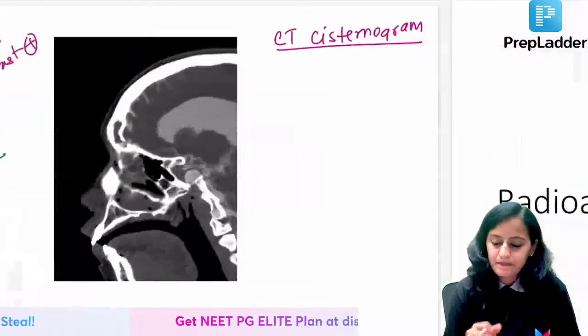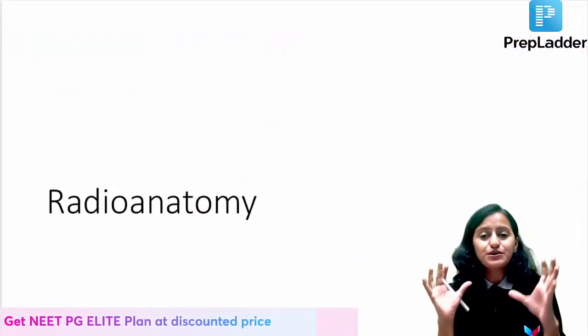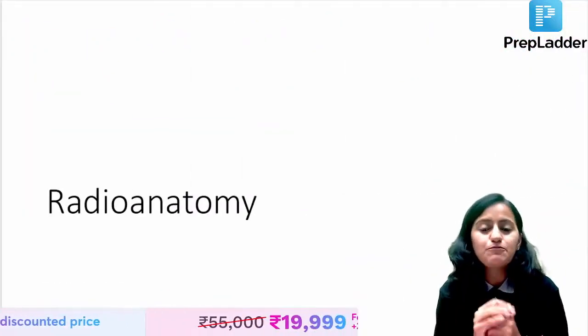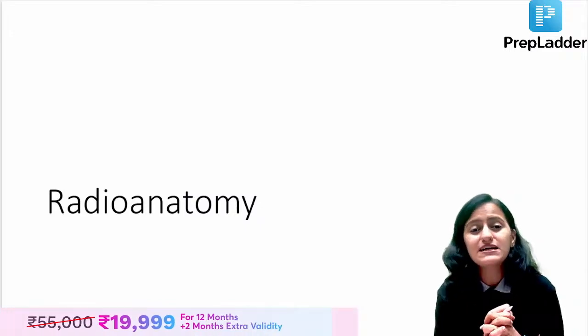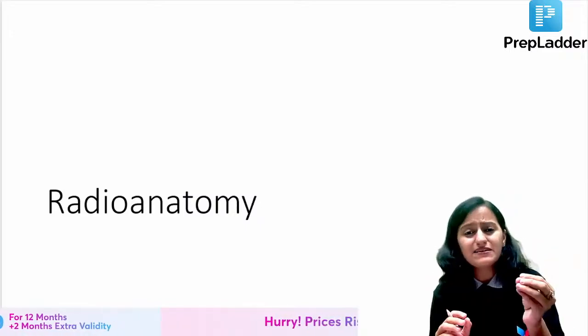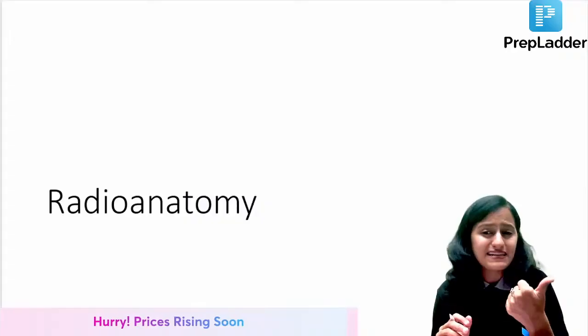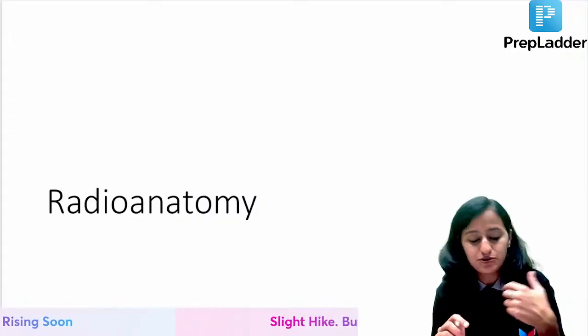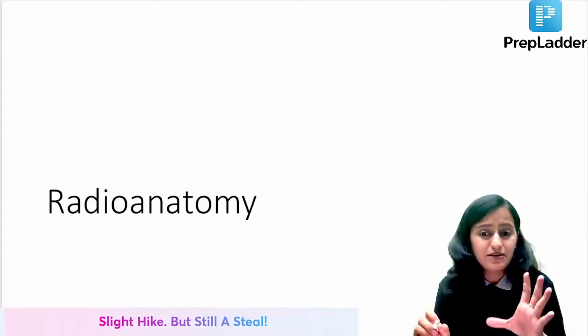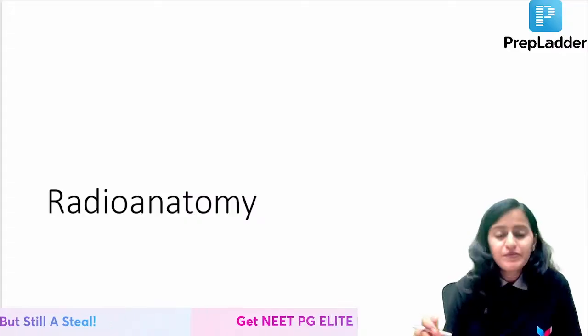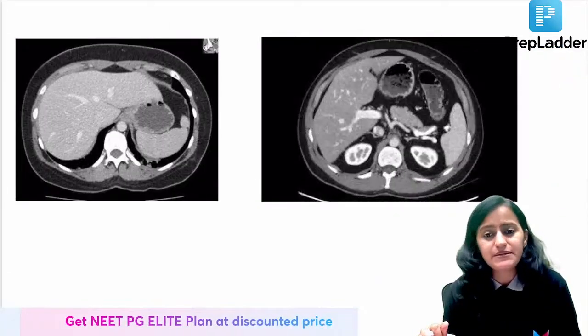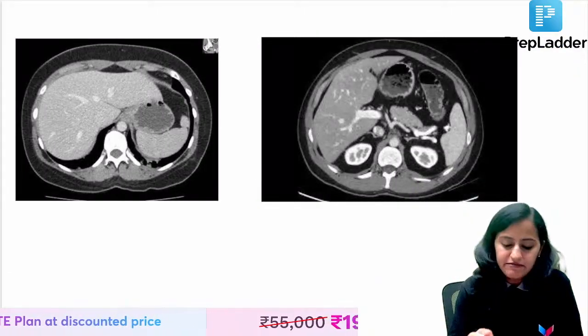Okay. All right. So that was about summarizing all the investigations that are frequently asked in your exam, right? We have added the ones which are potential for your exam, like elastography and CT cisternogram. Remember, these are your potential exam questions. Going now to important radio anatomy. In CT abdomen, you have to identify structures.